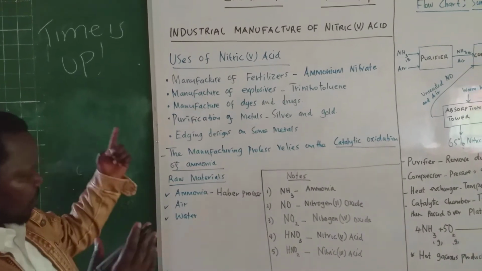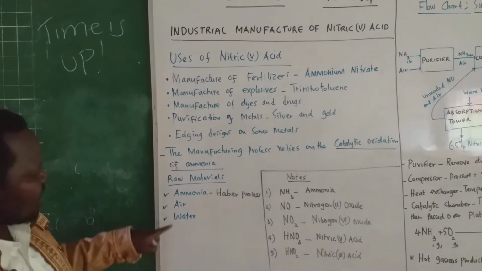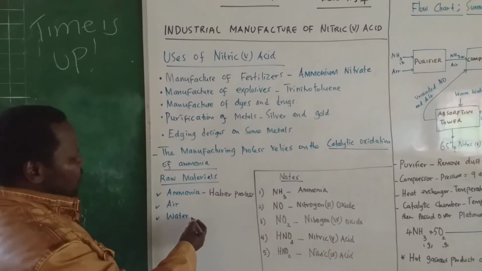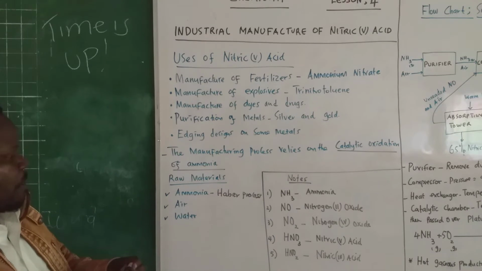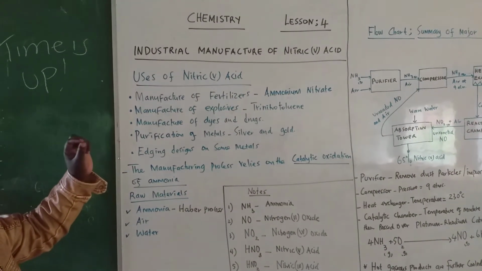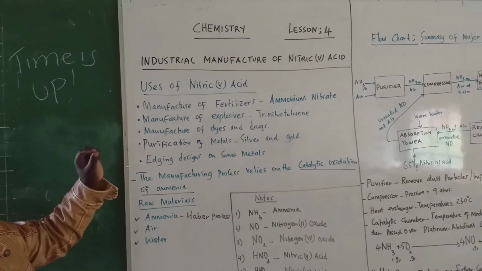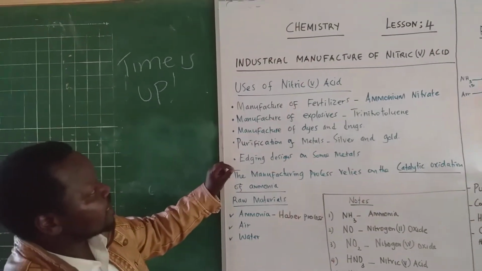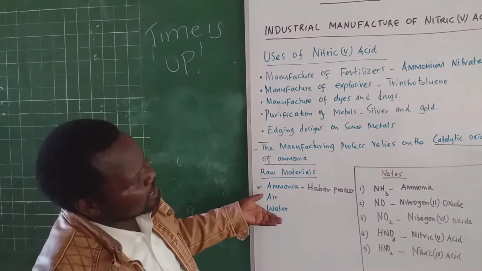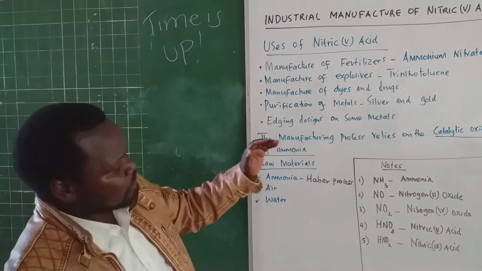Then air is present in the environment. Particularly for the air, we require oxygen. And then the water is also a major raw material, and that is an indication that every time a nitric(V) acid plant is to be established, it must be close to a water source.